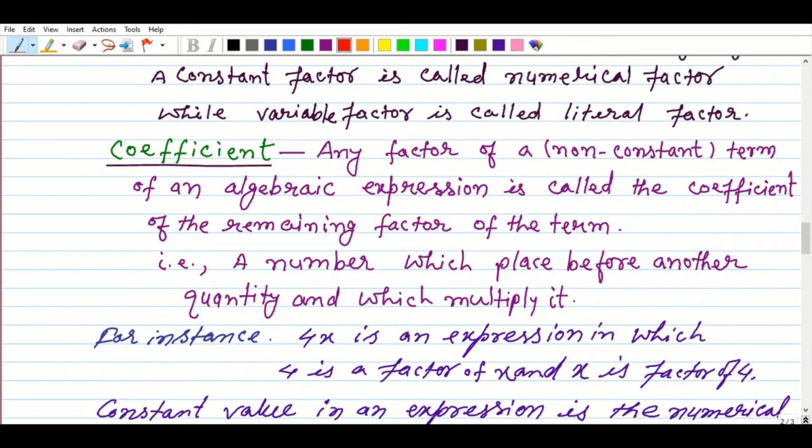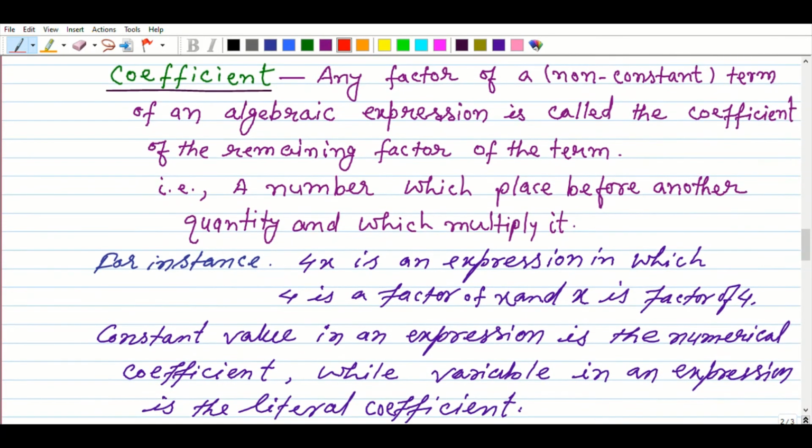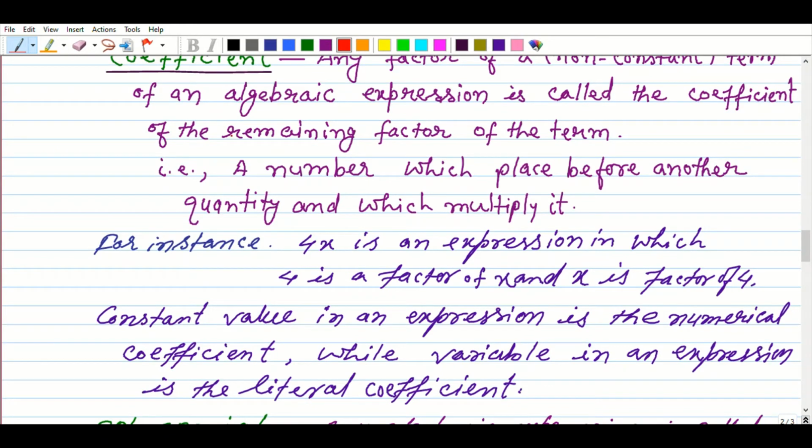Coefficient. A constant value in an expression is a numerical coefficient, while a variable in an expression is the literal coefficient, right? It's the same as I have written here to help you understand.